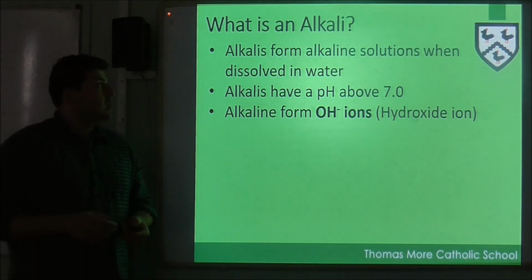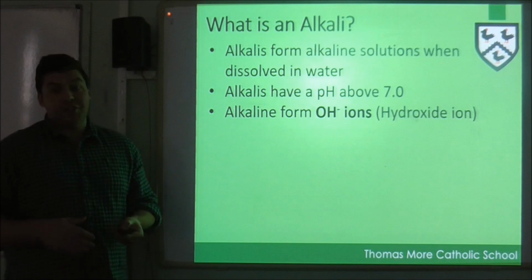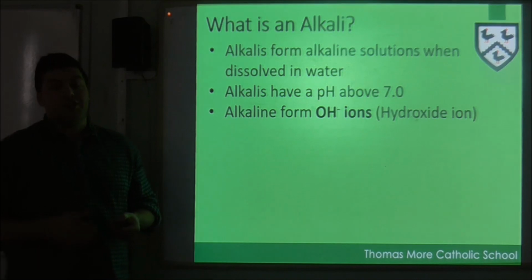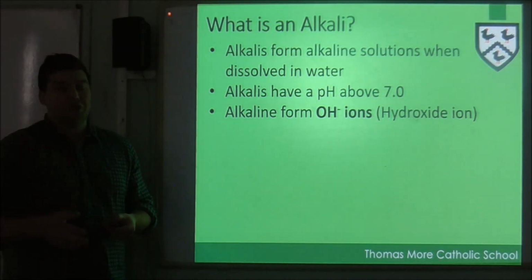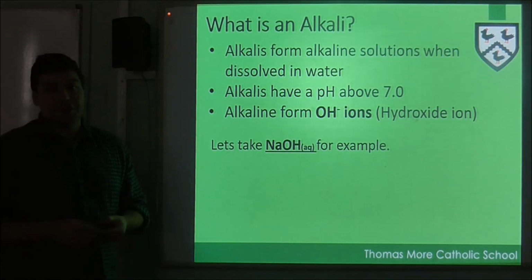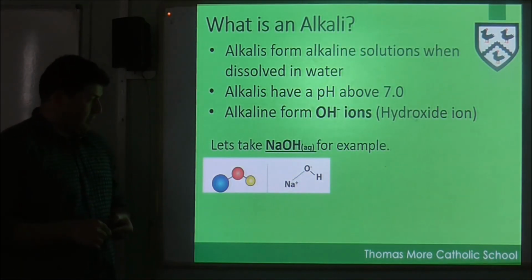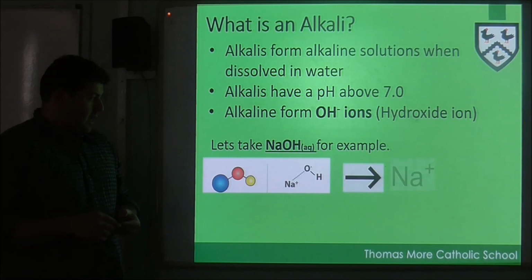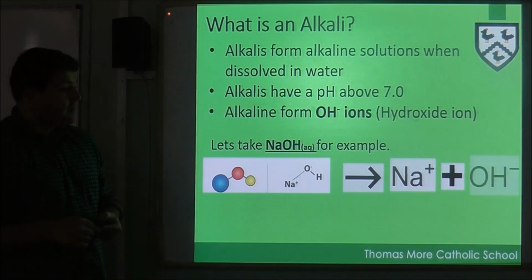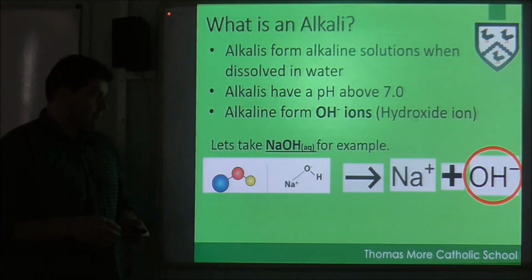What is an alkali? Alkalis form alkaline solutions when they're dissolved in water. They have a pH of above 7. Alkalis form the OH-, the hydroxide ion, and this hydroxide ion is what makes the solution alkaline. If we look at NaOH, sodium hydroxide, I'm sure you've used that in your chemistry lessons. There's the bonding in sodium hydroxide. It breaks down in water to the Na+ ion, sodium plus ion, and the OH- ion. That is what makes the solution alkaline.